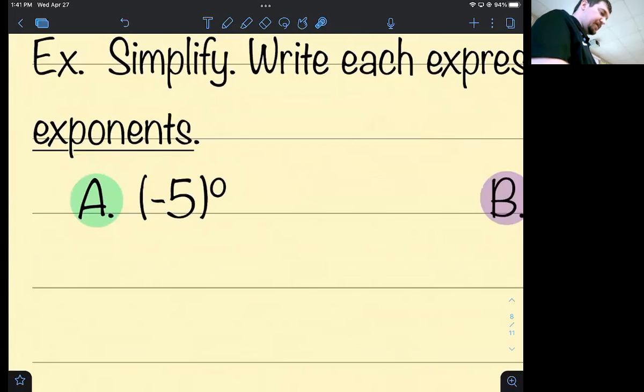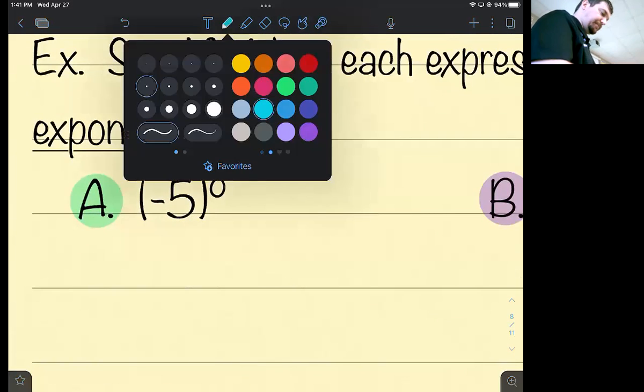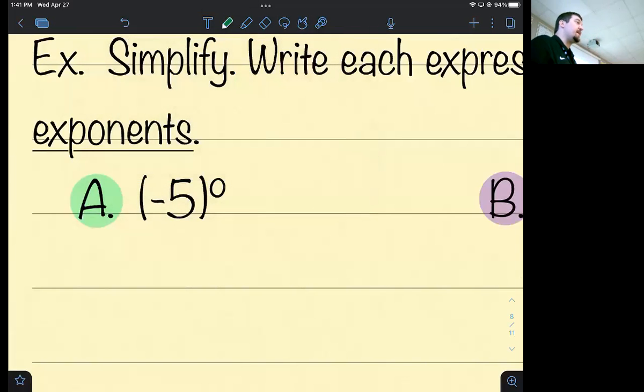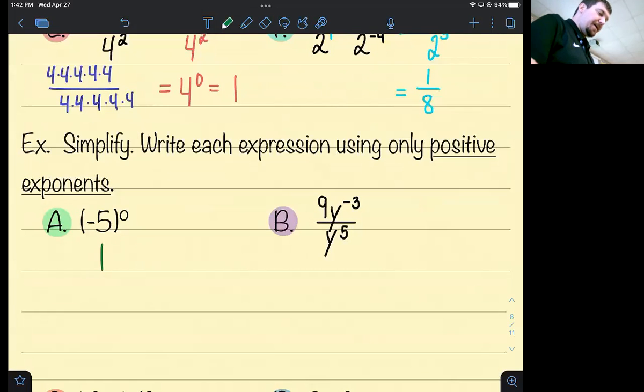All right, example A. -5 to the 0 power. What is that the same as? 1. That's right. If the negative was not in parentheses, it would be -1. But because the negative is in parentheses, the 0 exponent applies to it, making the whole thing just 1. Okay.